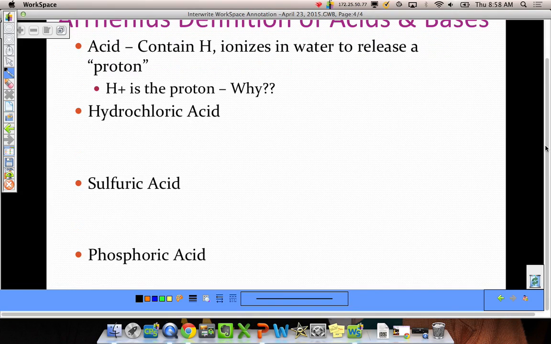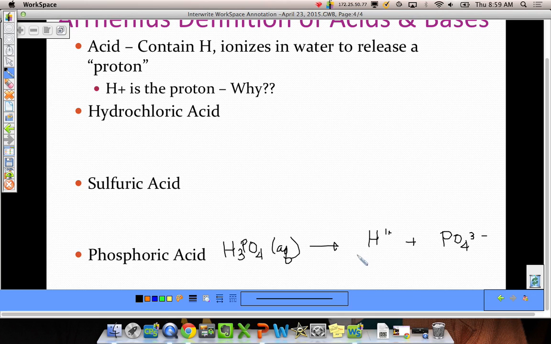Okay, and I saw most of you had it. We had phosphoric acid as H3PO4, aqueous. So it's going to dissolve into H1+ and PO4 3-. And most of you got it balanced correct.